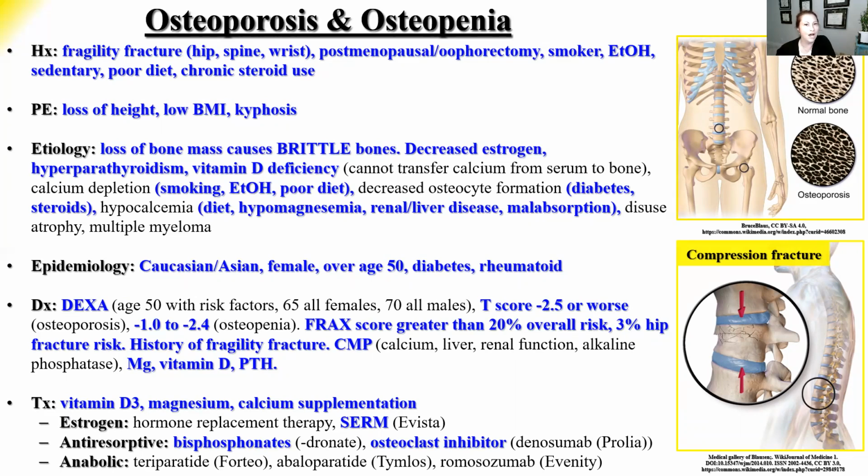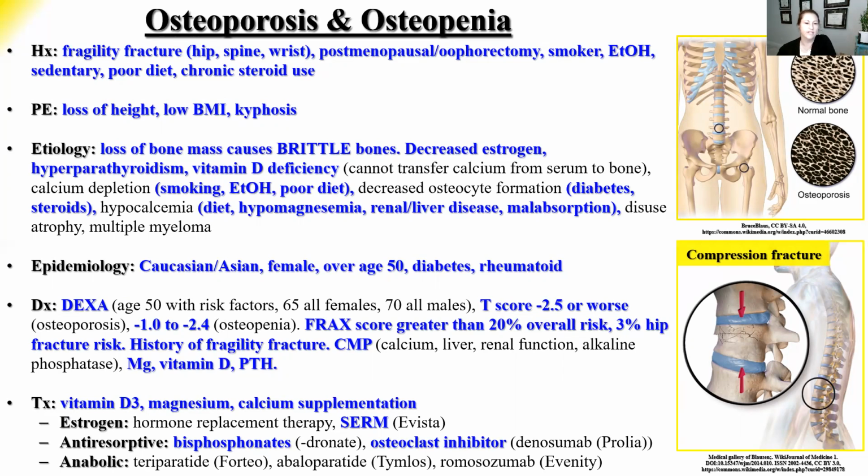Physical exam, there aren't a lot of very specific findings for this. They may have a loss of height. They may have a low BMI. We know that osteoporosis is much more common in very thin women. And then kyphosis, if they've had a lot of compression fractures, they get that kind of hunched over posture of the spine. Etiology for this is decrease in estrogen or decrease in testosterone, but much more commonly decreased estrogen.